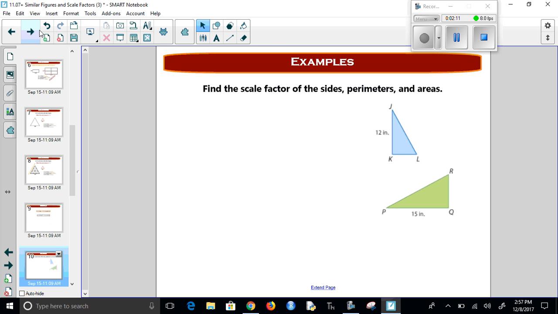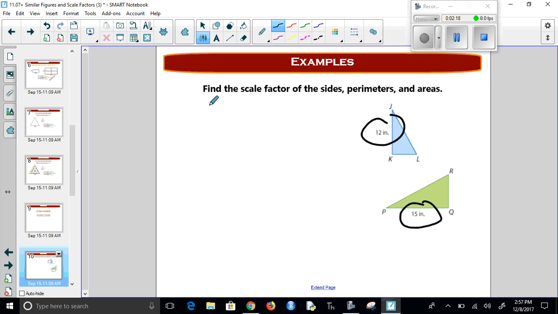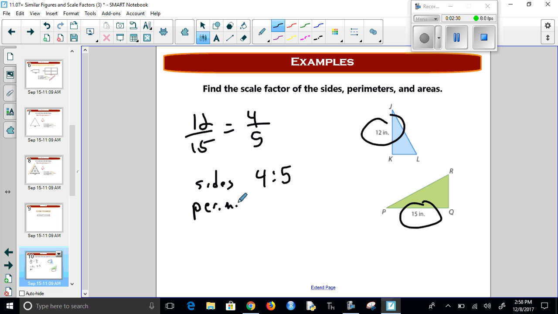So what does that mean? Now, if we look at this problem, let's look at the scale factor for the sides. 12 is going to match up with 15, so 12 to 15, that's going to go down, divide by 3 on both of them, so the scale factor is 4 to 5 of the sides. If I want to find the scale factor for the perimeter, well, it's the same, so that's going to be 4 to 5. The area, we've got to square it, so that's going to be 16 to 25. Great.